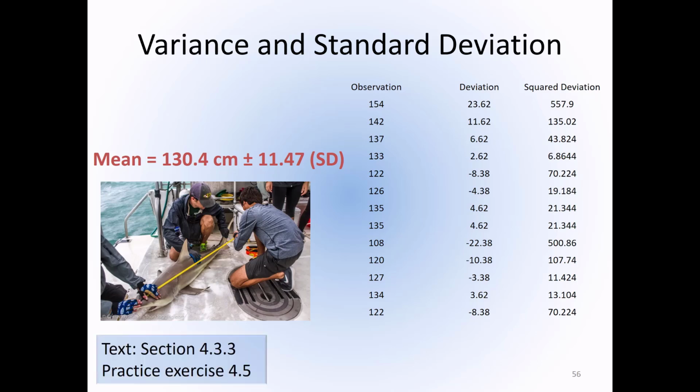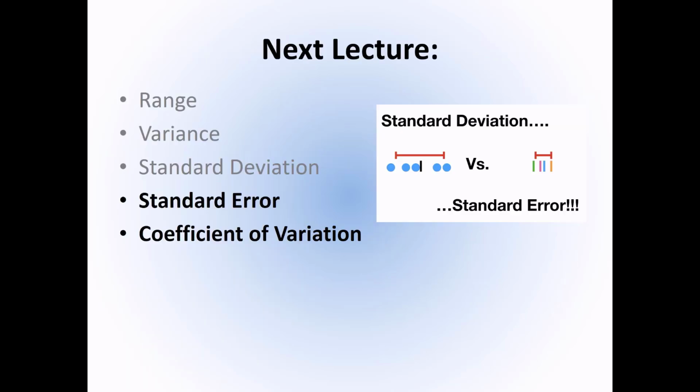We're going to spend quite a bit more time in class going through examples of how to calculate variance and standard deviation, but I encourage you to check out section 4.3.3 of the text and also to work through practice exercise 4.1 and to check your answers. The next video we'll move forward with measures of dispersion, focusing on standard error and coefficient of variation.